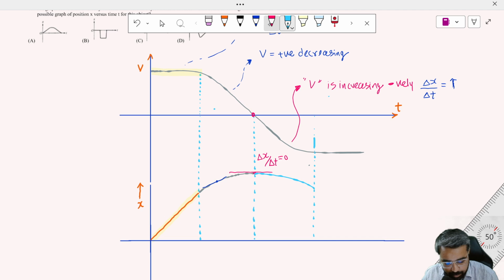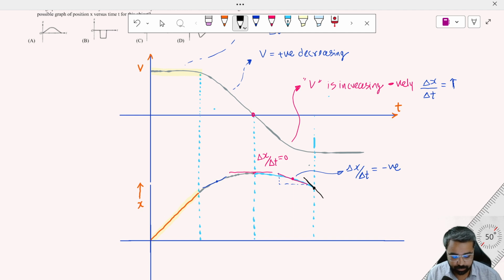If you find the slope at any point by drawing a tangent line, you know very well that this tangent line will give us a negative value of rise over run. So delta x over delta t at this certain time will give us a negative value, and its magnitude is increasing, because at this point the tangent line is steeper.